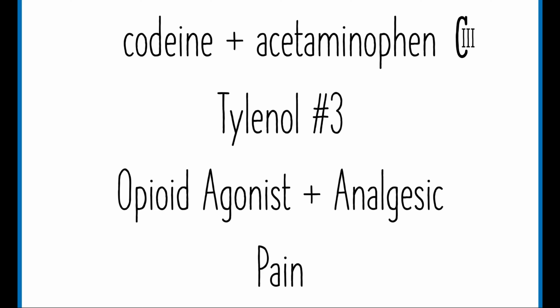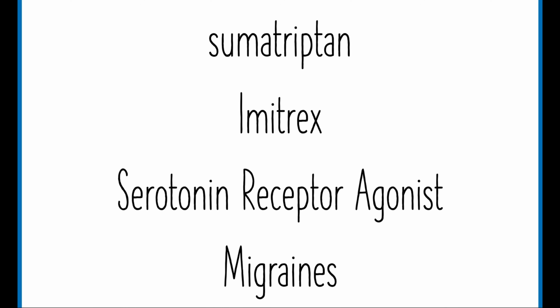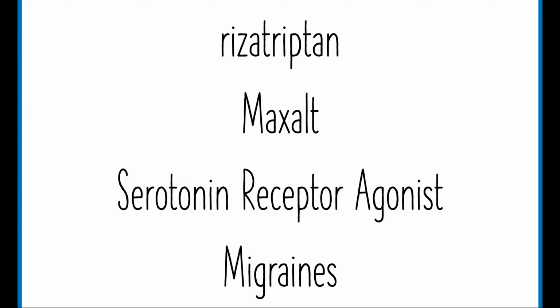Codeine with acetaminophen or Tylenol No. 3 is an opioid agonist with an analgesic for pain. Buprenorphine with naloxone or Suboxone is an opioid agonist-antagonist with an opioid antagonist for opioid use disorder. Sumatriptan or Imitrex is a serotonin receptor agonist for migraines. Rizatriptan or Maxalt is a serotonin receptor agonist for migraines.